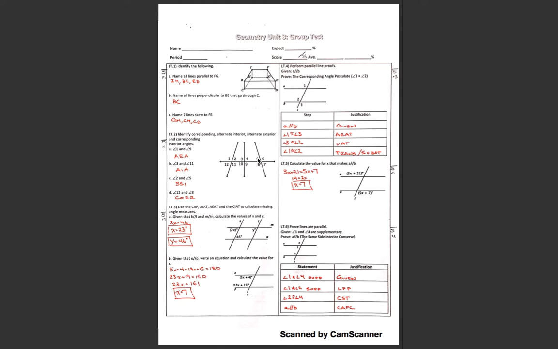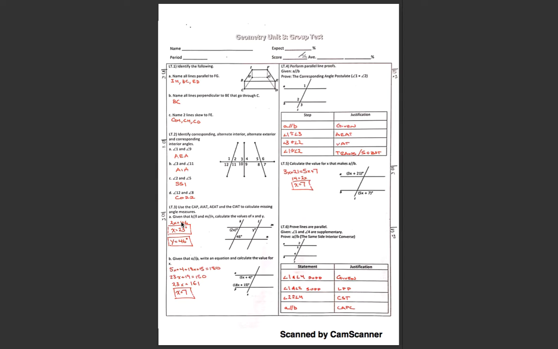2 and 5, well, these are same side interior. If you just ignore that line in the middle, they're on the same side of the transversal, and they're both on the inside. And then 12 and 8 are corresponding. They're both above their line, and they're both below the transversal.